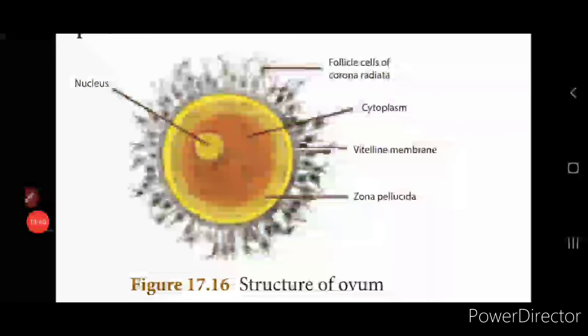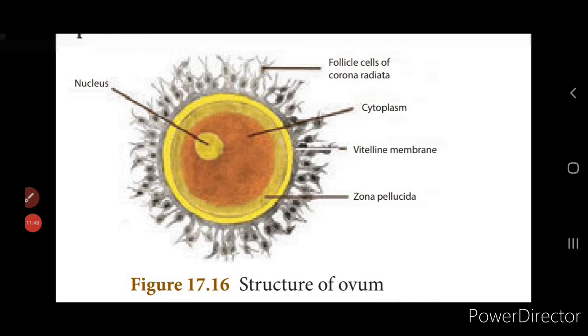You see, the reproductive system in male and female becomes functional only in a particular period.